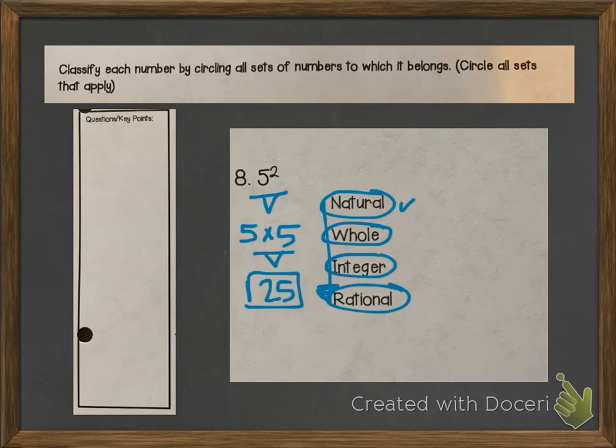Okay, so an exponent means that it is 2 of whatever it's on top of. It is on top of a 5, so that means I have 2 5s, and the operation is always multiplication, giving you 25. 25 we know is a whole number, it's a natural number, it's an integer, and it's a rational number.